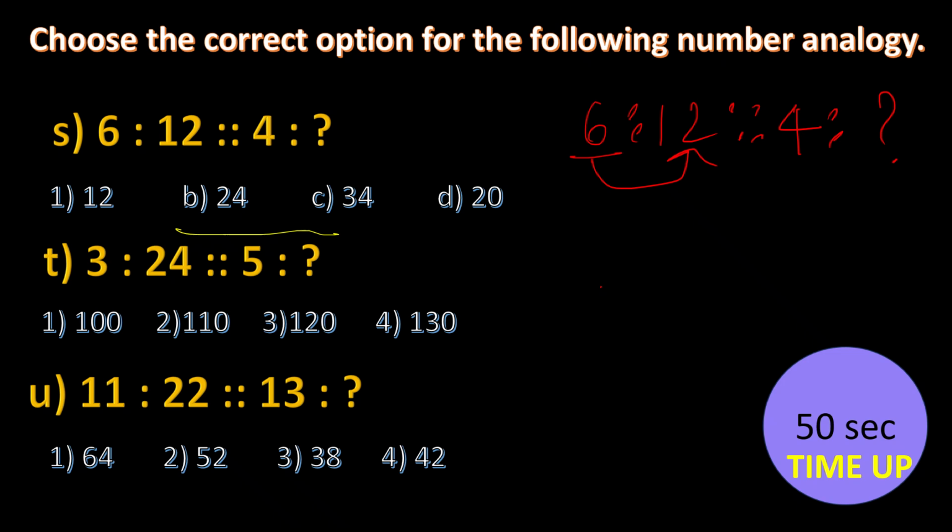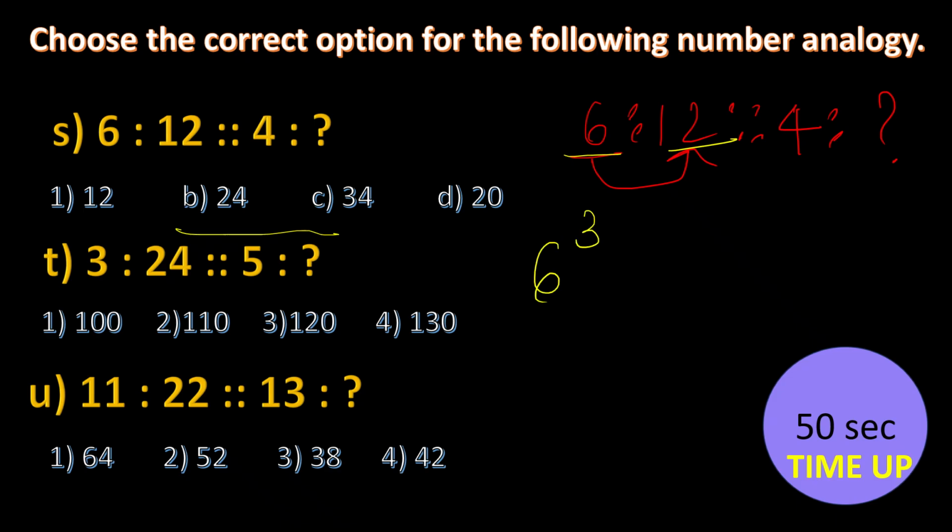So from 6, how will I go to 12 now? Suppose I take 6 square, that is 36. And if I add 3 plus 6, no, I will not get 12. If I do multiplication, then I'll get 18. So square will not work. Now square is not working, go to cube.